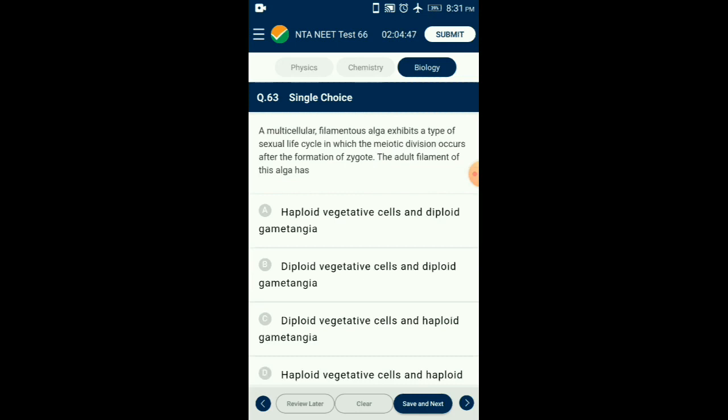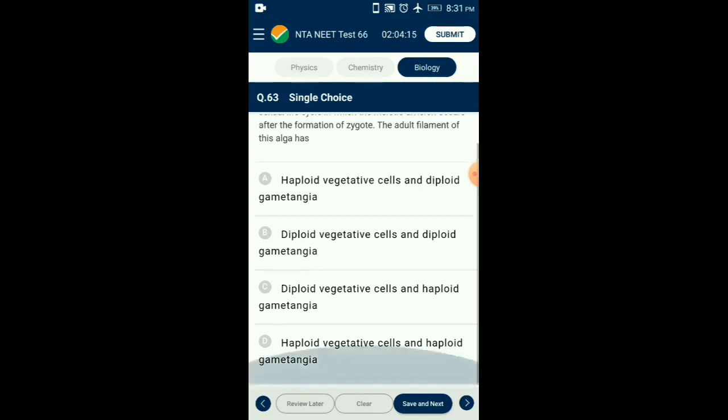Question number 63. A multicellular filamentous algae exhibits a type of sexual life cycle in which the meiotic division occurs after the formation of zygote. The adult filament of a multicellular filamentous alga has a haplontic life cycle in which the meiotic division occurs after the formation of zygote. So the filament of this algae has haploid vegetative cells and haploid gametangia. So the answer is option D, haploid vegetative cells and haploid gametangia.